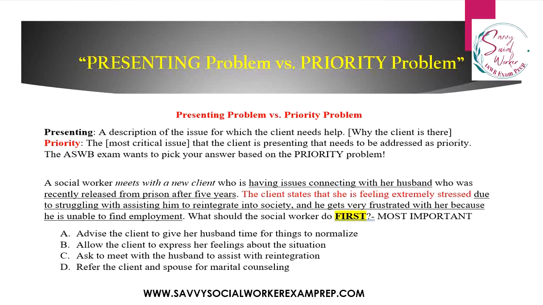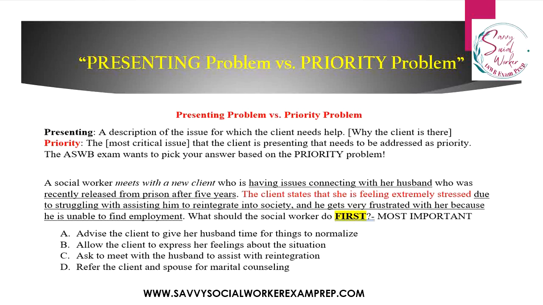So the most important thing that we will want to do is to address the client's feelings of being extremely stressed, okay? That would look different if we were going at it from addressing the fact that she's having issues connecting with her husband. So this is what makes a difference when you are answering these questions, because the answer you choose has to be based off of the priority problem, okay?